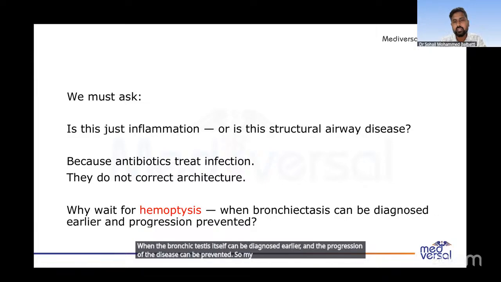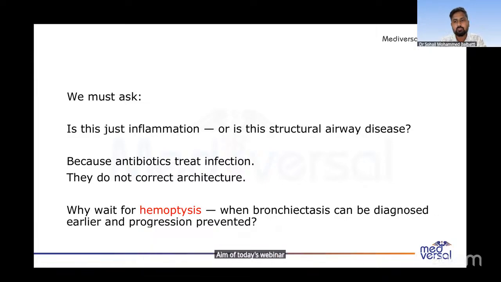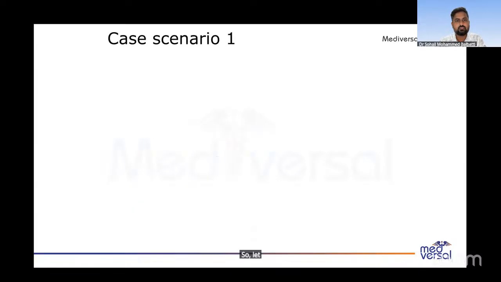So my aim of today's webinar is to make you all aware and make you all very well equipped to diagnose bronchiectasis before the hemoptysis appears, at an early stage. So let us begin with a case.